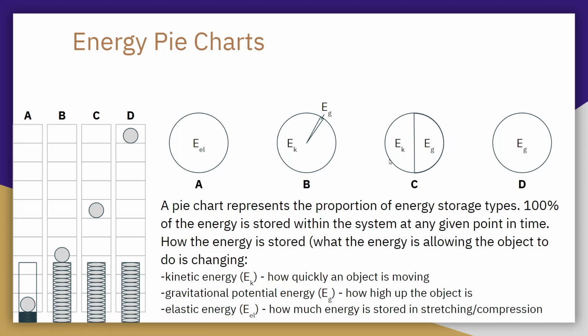At location C, we have a split between the kinetic and gravitational potential energies because the ball was moving slower than it was at B, and it was at a greater height than it was at B. And then finally at D, all of the energy within the system was associated with its maximum height. We're going to take the same scenario and then try to construct some energy bar charts.